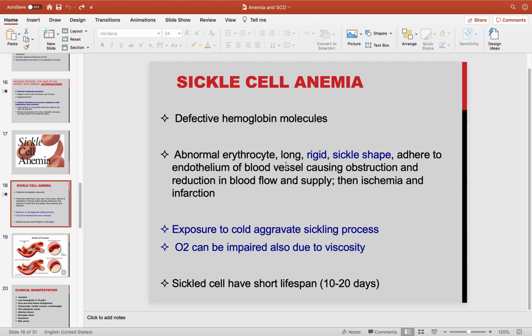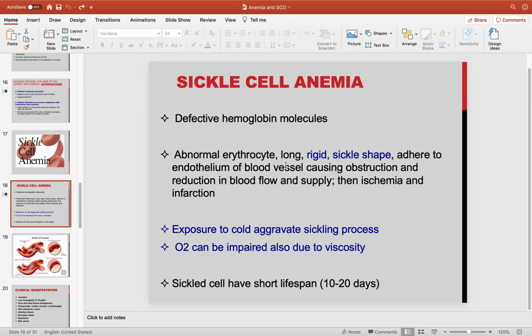As I explained before, in sickle cell disease there are abnormalities in the red blood cells. The abnormal erythrocyte is rigid and sickle shaped, and because of its shape it adheres to the endothelium of the blood vessels, causing obstruction and reduction in blood flow, and by that it ends in ischemia and infarction.